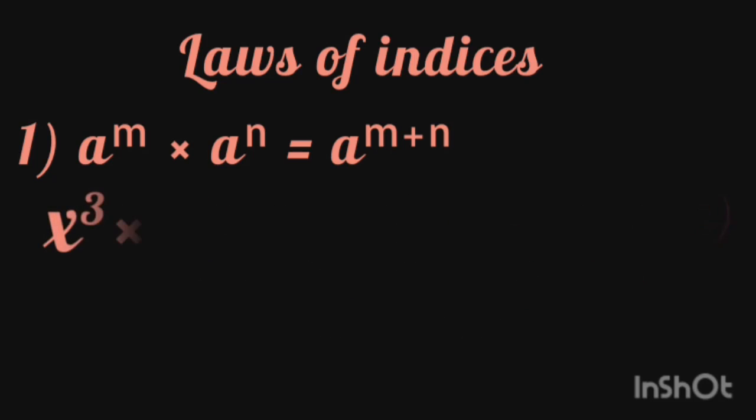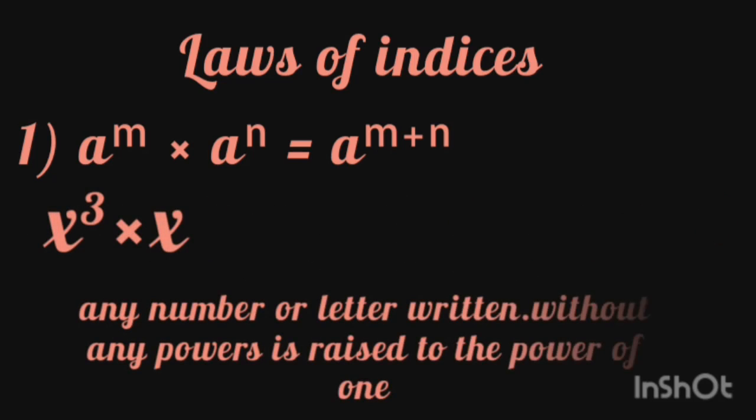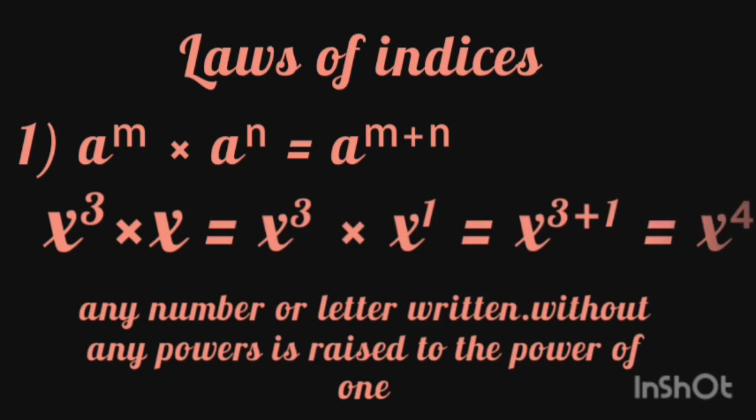Another example, we have x raised to the power 3 and x raised to the power 1. In mathematics, any number or letter written without a power means it's raised to the power of 1. So we will now have x raised to the power 3 times x raised to the power 1, which is add the powers. X raised to the power 3 plus 1 will give us x raised to the power 4.